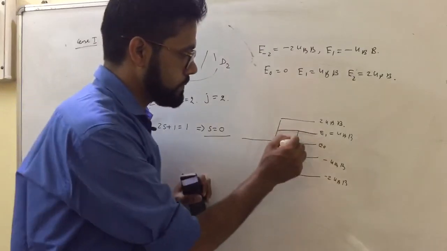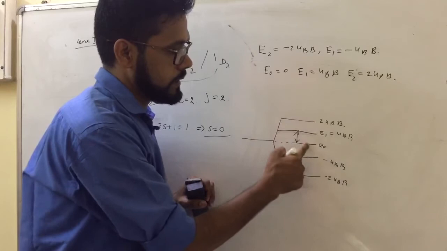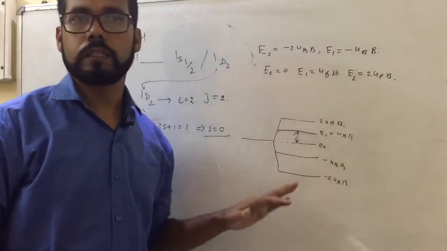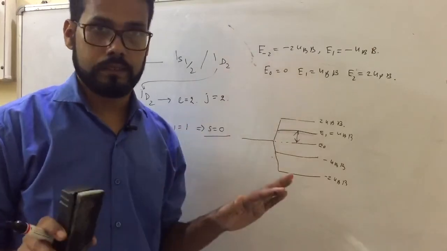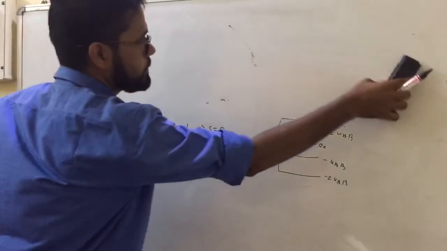The gap is how much? The gap is mu B B. This gap is mu B B. This gap is mu B B. That means what? All energy levels in the normal Zeeman effect are equally spaced. Clear? Okay. I am going to case 2.